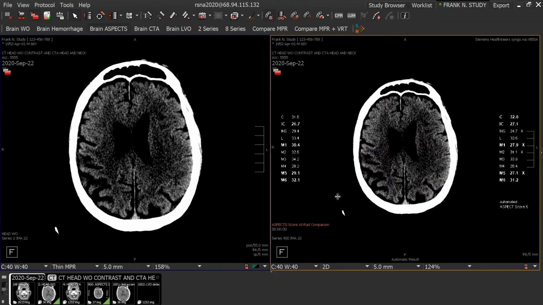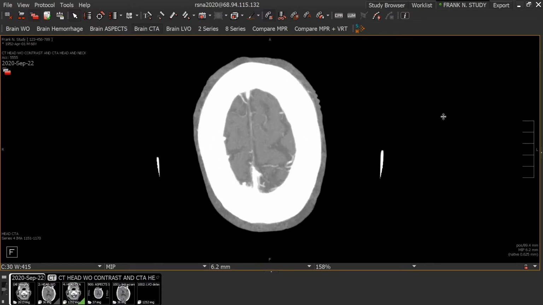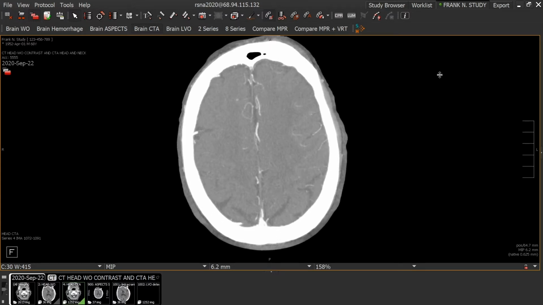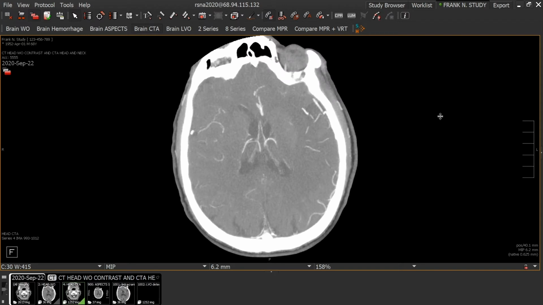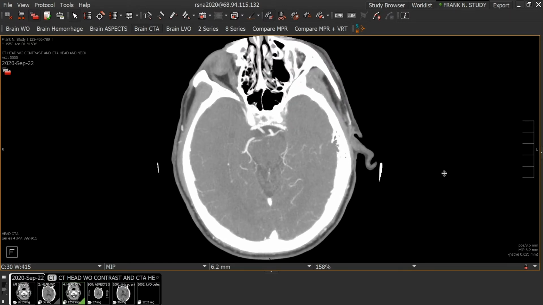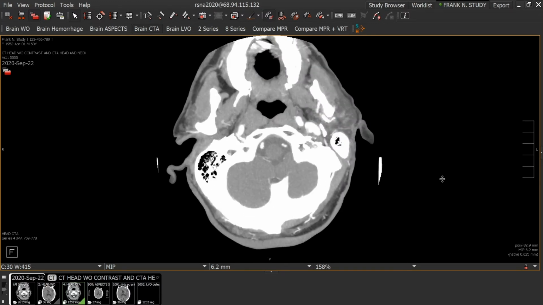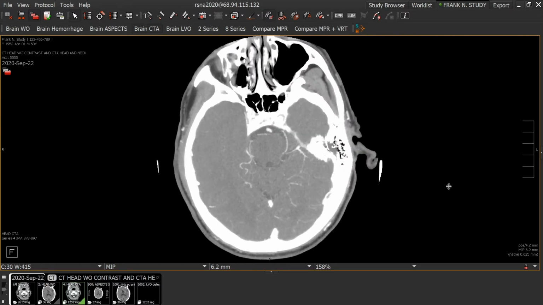A couple of important points we should note here. One, when I interpreted these images independently, I came up with an aspect score of 9, taking away a single point for the loss of the left insular ribbon. Two, there is some variability in aspect scoring methodologies. Personally, I use a standardized two-slice approach to scoring published in AJNR that showed high reproducibility and inter-reader agreement. This may not be the method that the AI model uses.